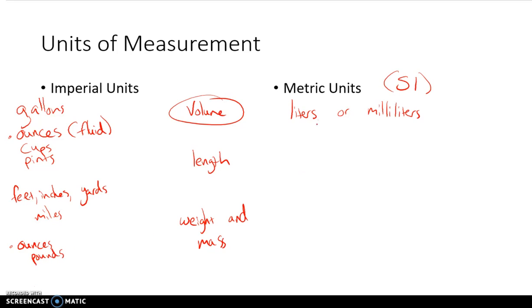Okay, and over here on the metric side, here I'll give you some of these. You know some of these from science class. Length, common unit is meters, but also you'll hear things like centimeters and millimeters, or even kilometers, especially if you're a runner. You know about kilometers, I'm sure. Weight and mass, in the metric system we use grams.